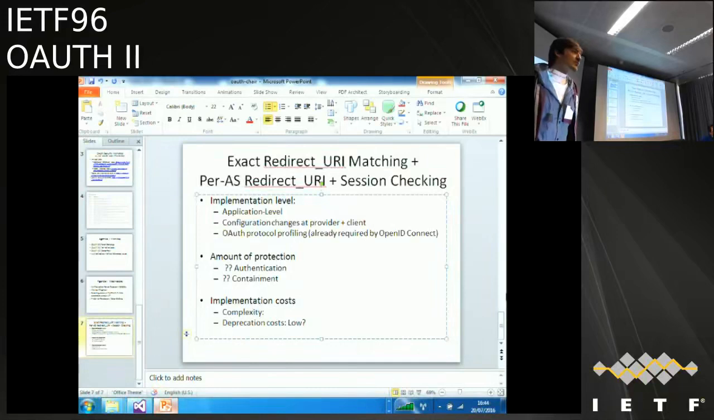No, this is not what happens in real life. No, this is exactly not the issue here. This is exactly the issue. No, exact redirect URI matching will solve us a lot of problems. But we didn't talk about that. Have you just listened to what John said?